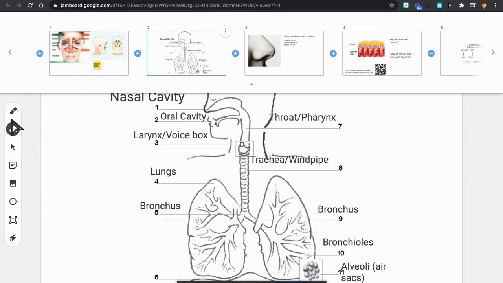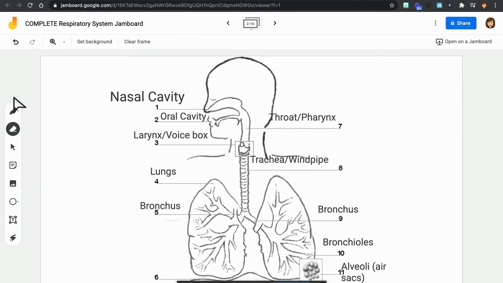I want to grab a tool over here. I just want to trace the pathway of air through. I chose a mucus color that's uninfected. It's usually yellow, and when it's infected, it turns green. So here we go. Let's go ahead and trace the pathway of air.